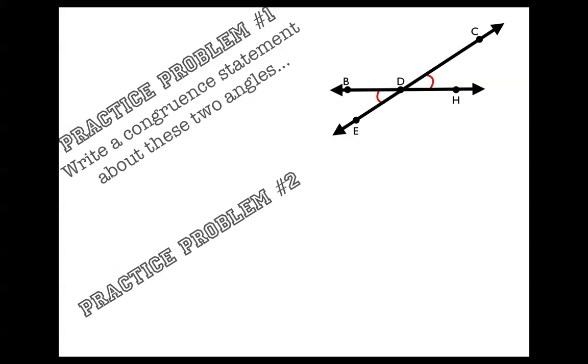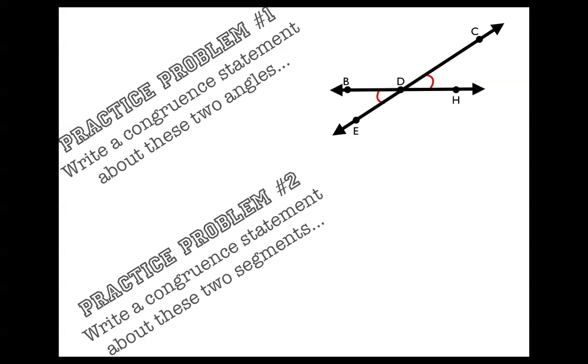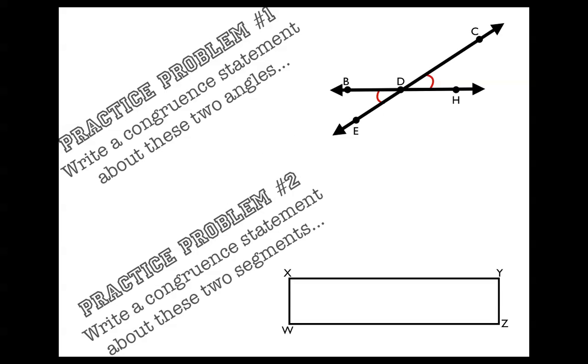First practice problem. I want you to write a congruent statement about these two angles. I want you to tell me that that one angle is congruent to that other angle. Then, I want you to write a congruent statement about two segments. Which two segments? Tell me that that segment is congruent to that segment. And write it as a congruent statement with a congruent symbol in between them. Make sure you name your angles and your segments appropriately and properly, and we should be all set.